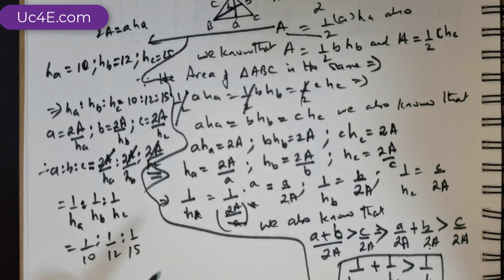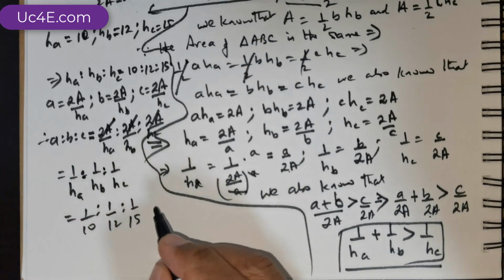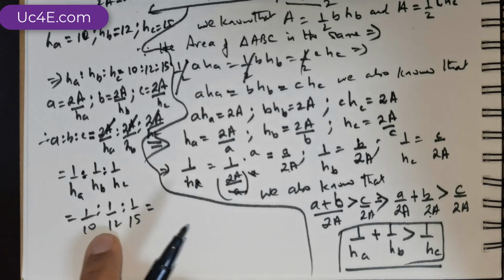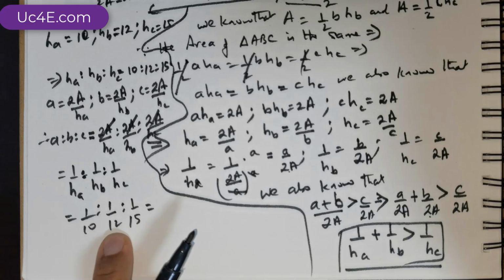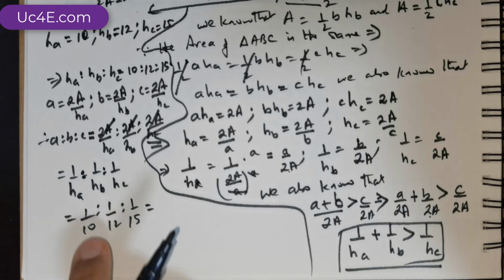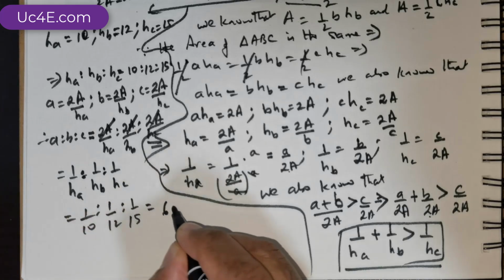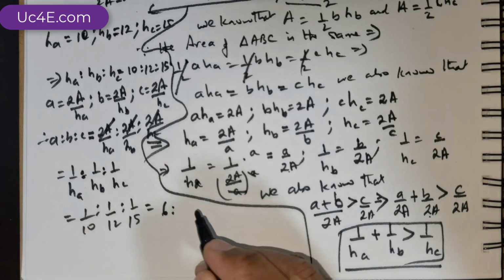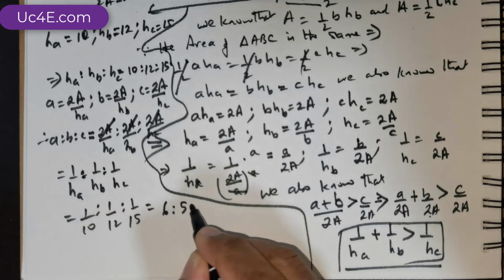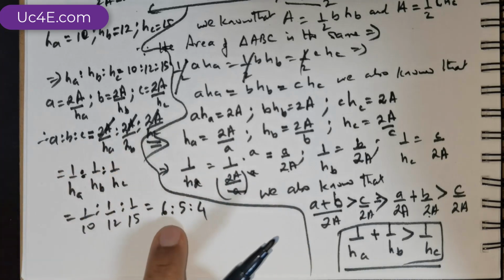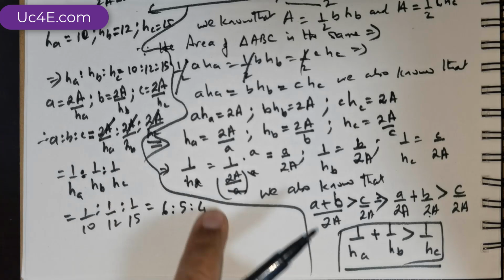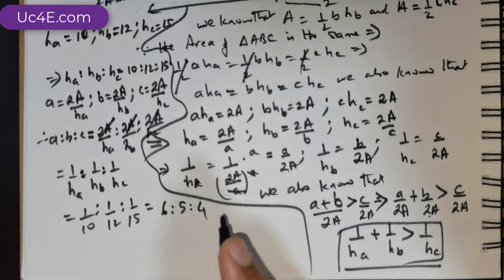Now if I were to simplify, for 10, 12 and 15 we can obtain the LCM, and that LCM would be 60. So 60 times 1 over 10 is going to be 6, is to 60 times 1 over 12 is going to be 5, and this is going to be 4. So a is to b is to c is 6 is to 5 is to 4. So this is the ratio in which the sides are.